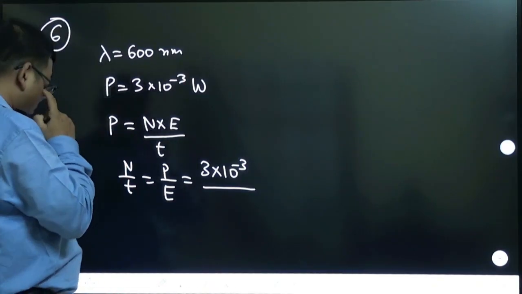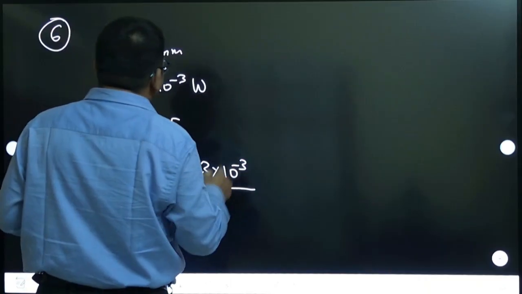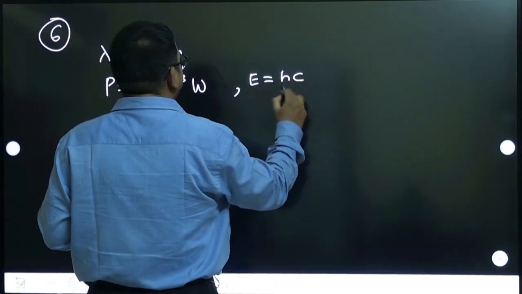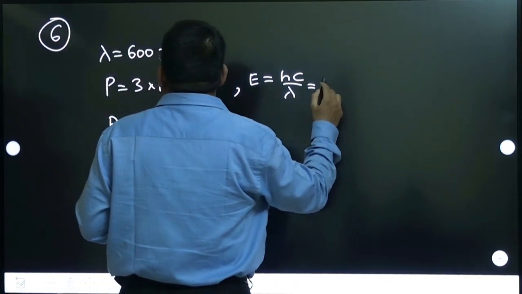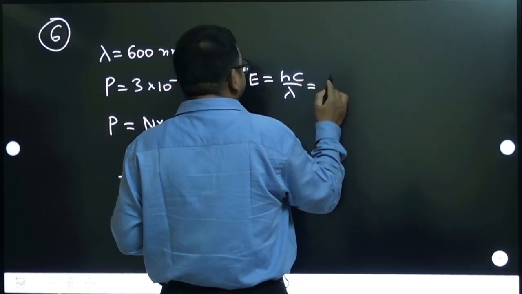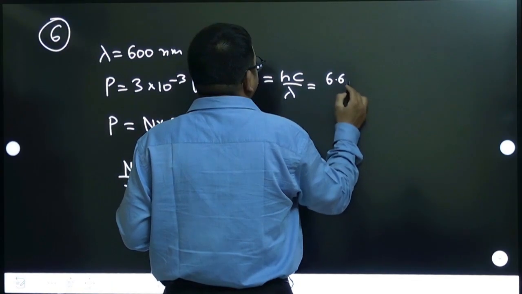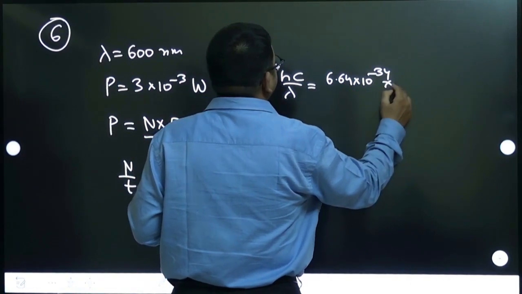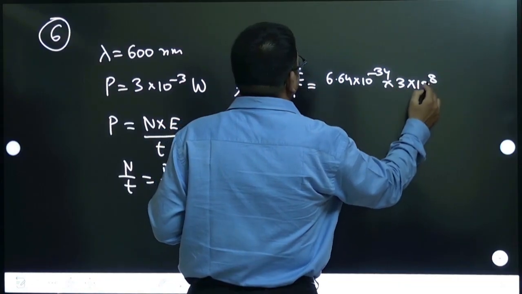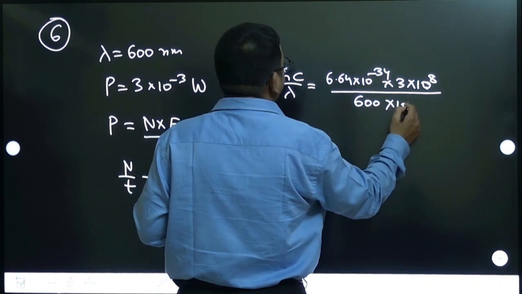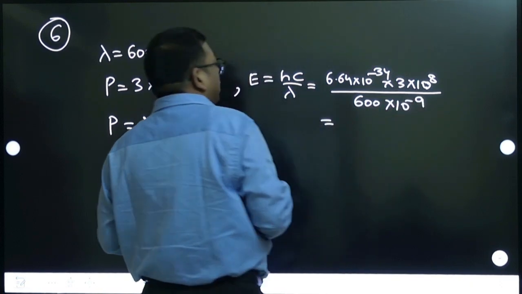hc by lambda you can use that, or in electron volt also you can do, but let's calculate that. 6.64 into 10 to the power minus 34, 3 into 10 to the power 8 divided by 600 nanometer, 10 to the power minus 9. Calculate this.